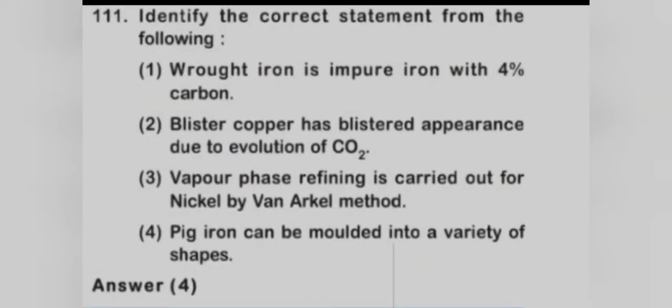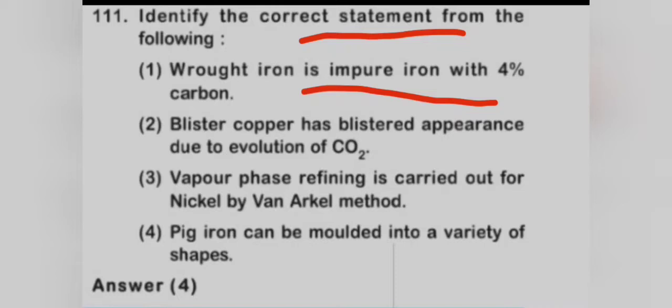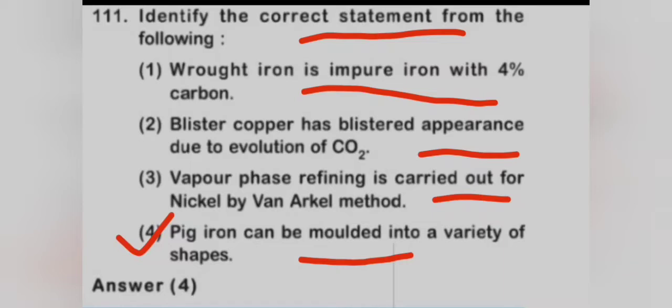Hello learner, I am here with question 111 for the NEET examination, and this is a straightforward question related to metallurgy. Identify the correct statement from the following. Wrought iron is impure iron with 4% carbon. Blister copper has blistered appearance due to evolution of CO2. Vapor phase refining is carried out for nickel by the Van Arkel method. Or pig iron can be molded into a variety of shapes. Out of these four statements, the correct statement is: pig iron can be molded into a variety of shapes.